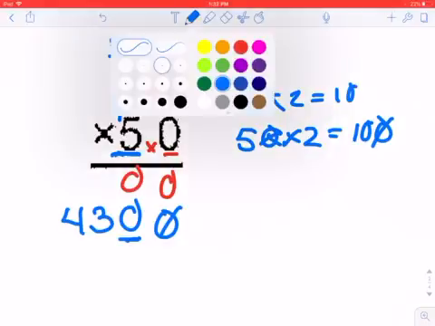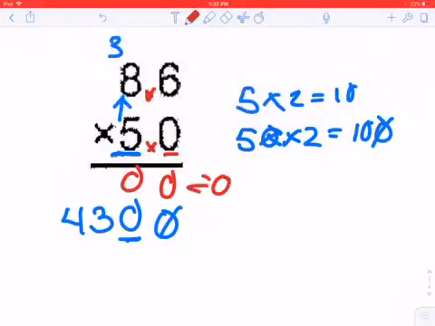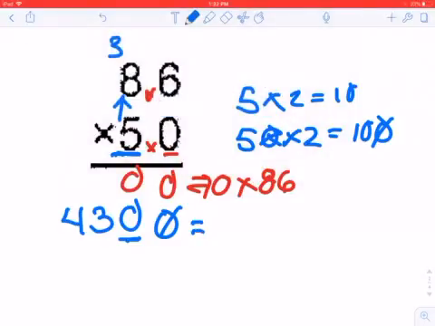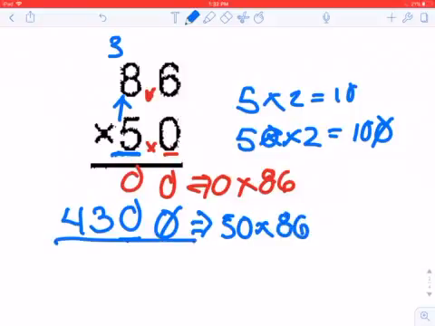Great, so what we just did, I did 0 times 86. That was 0. Now down here, I'm doing 50 times 86. And that came out to be 4,300. I'm going to add them together, right, to get 50 times 86, and I get 4300.